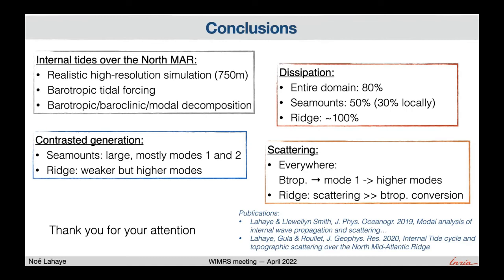What I showed is that, based on realistic high-resolution numerical simulation, what we observed is a fairly high ratio of dissipation over conversion from the barotropic tide in the domain, and that this relative dissipation is geographically variable. And what we showed is that this high dissipation is actually favored by scattering from the topography that transfers energy toward higher modes and smaller scales and results in an enhanced dissipation within the numerical domain. Okay, so I will stop here and thank you for your attention.